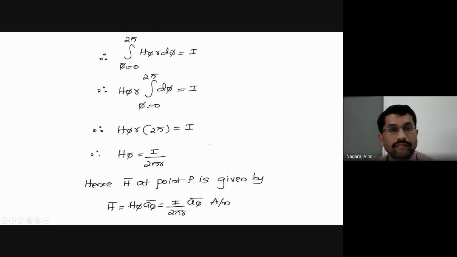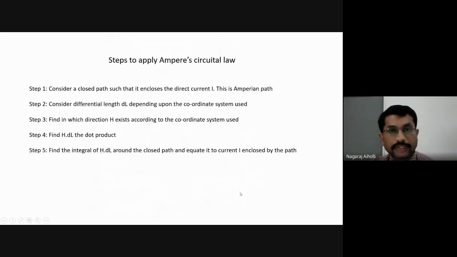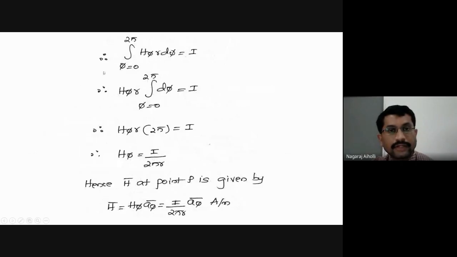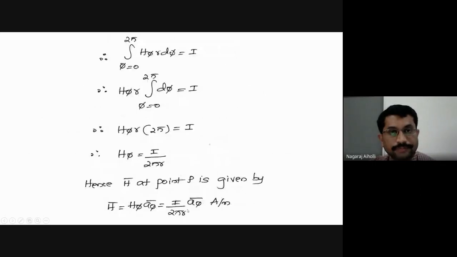Therefore, phi integration from phi equal to 0 to 2 pi, that is a closed line integral around the closed path. What we have found out here, H bar dot dl bar, H phi r d phi. Substitute that, H phi r d phi. Then this is equal to I according to the Ampere's circuital law. Now integrate it. H phi r is constant, take it outside. Integration of phi equal to 0 to 2 pi d phi, that is equal to I. That is H phi r is constant, then integration of d phi with respect to phi is phi. Upper limit is 2 pi, lower limit is 0. So it is 2 pi minus 0 is 2 pi.